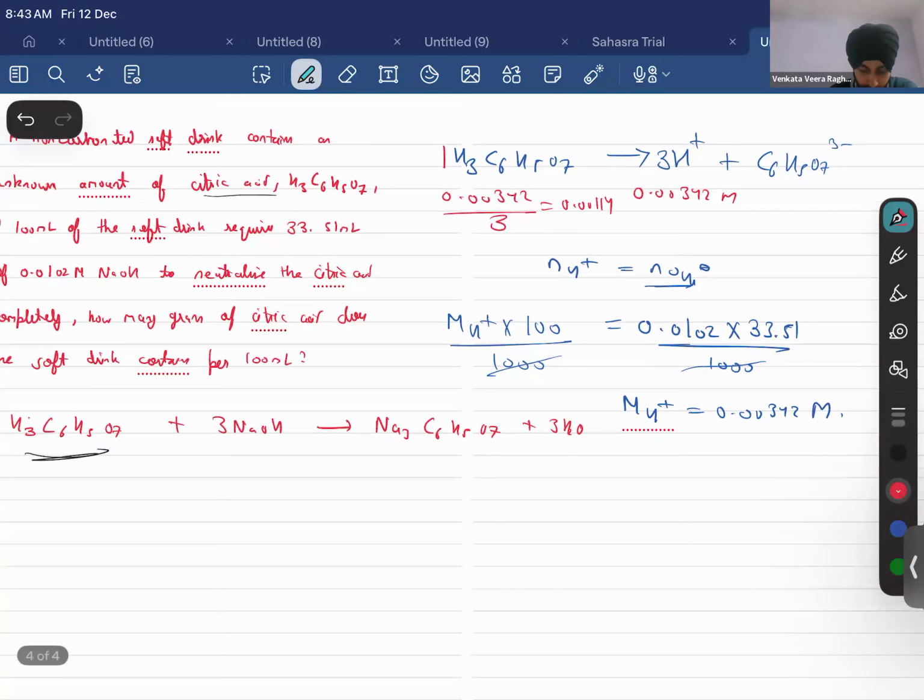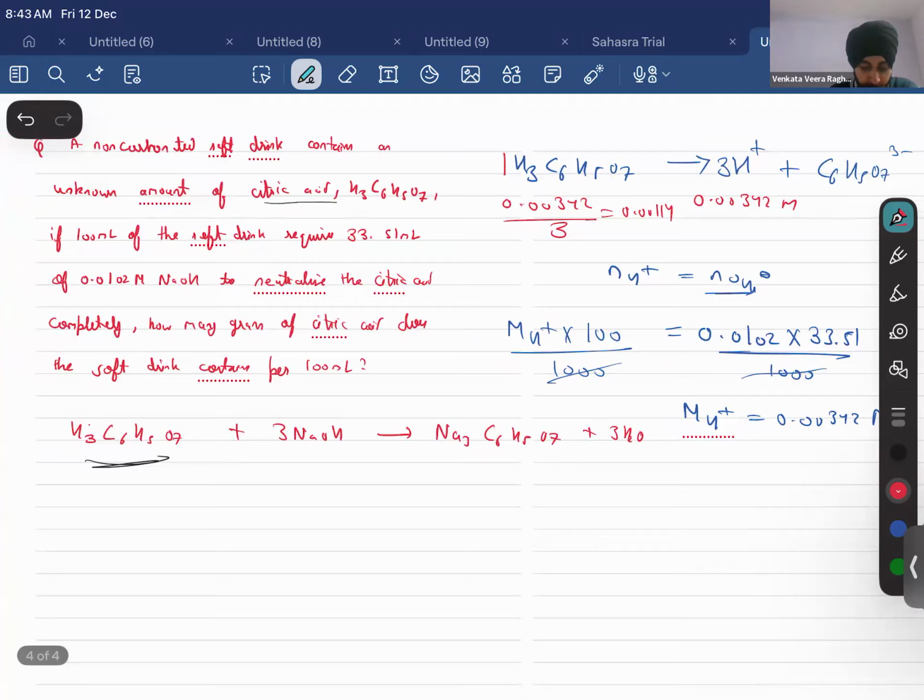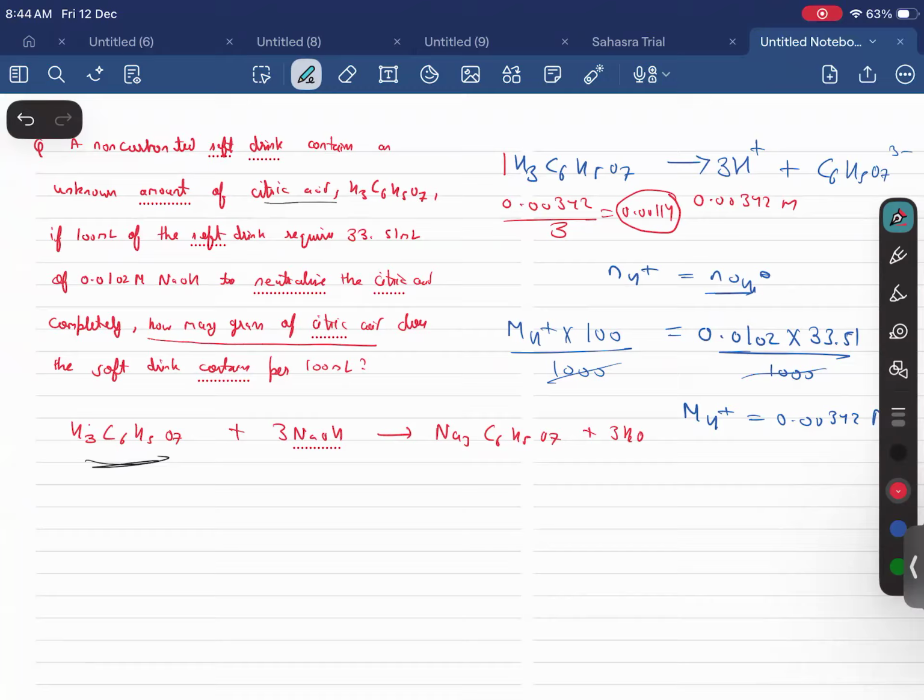Okay. Now, what do you want to find? You want to find out how many grams of citric acid there are. Because I know the concentration now, can I first find the moles, and from the moles, use the molar mass to find the grams? Do you agree? Yes, sir. Okay, so let's quickly find the moles of citric acid.